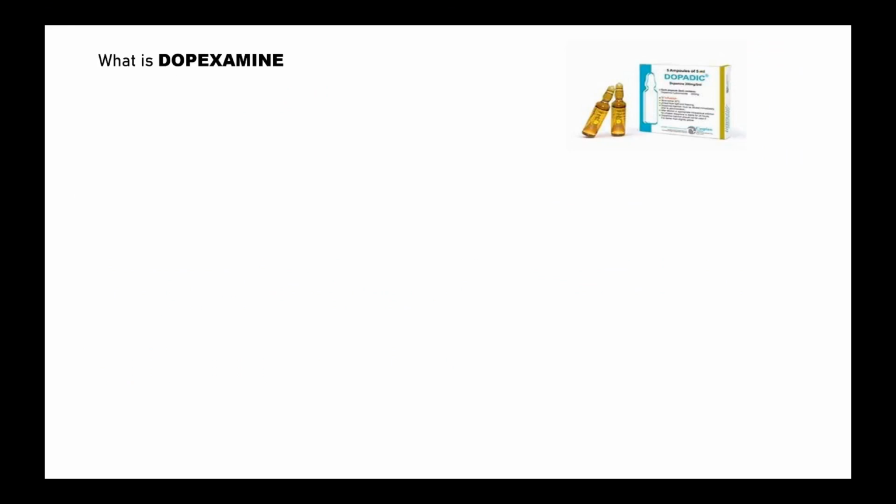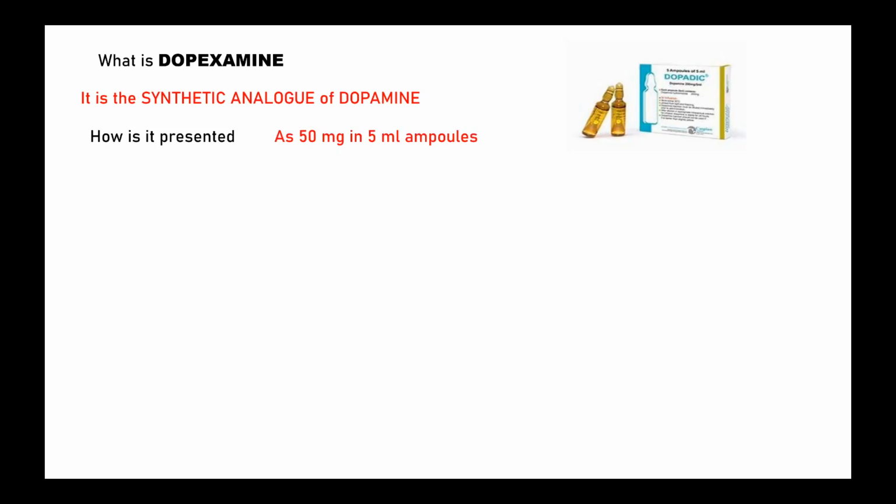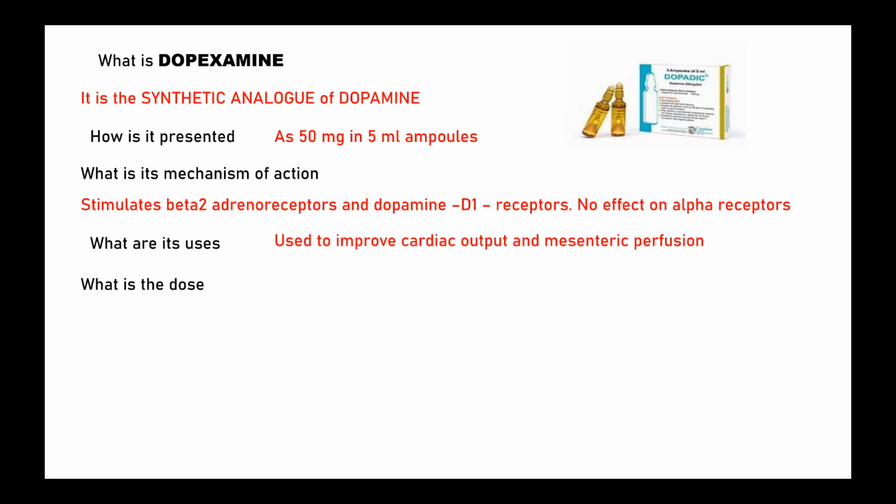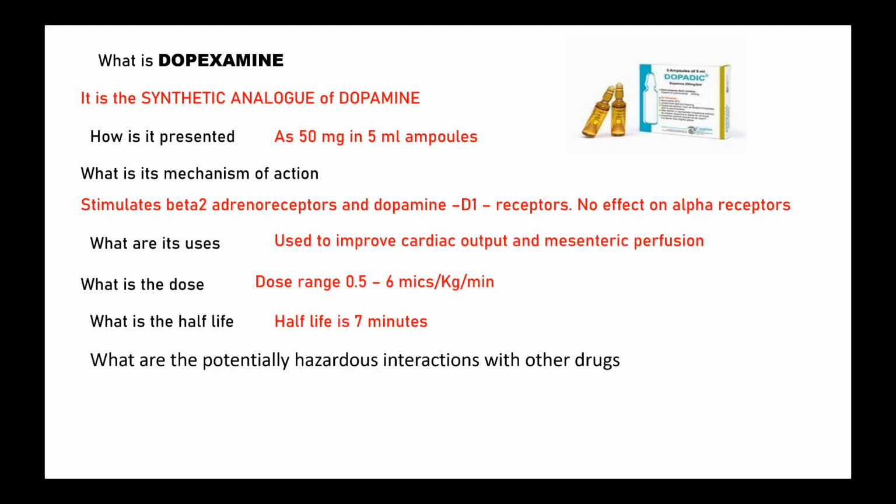And what is dopexamine? Already we have seen it is a synthetic analog of dopamine. How is it presented? 50 milligram in 5 ml. What is the mechanism of action? All of them should act on adrenergic receptors, isn't it? Stimulates beta 2 adrenoreceptors and dopamine D1 receptors, with an effect on alpha receptors. What are its uses? Used to improve cardiac output and mesenteric perfusion. What is the dose? 0.5 to 6 mics per kg per minute. What is the half-life? It's also 7 minutes.